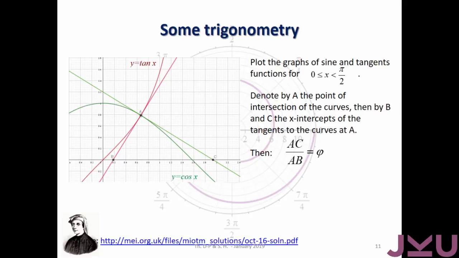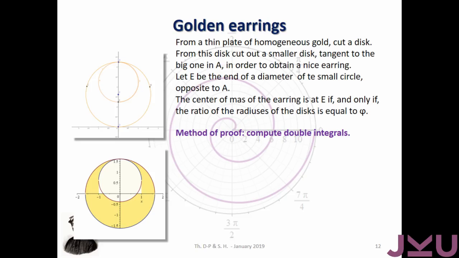But anyway, you can take the graph of the tangent function and of the cosine function, and in the first quadrant have the point of intersection, and there you have the two tangents to the graphs. You have here a right triangle, here is the right angle, and the proportion AC over AB is the golden section.